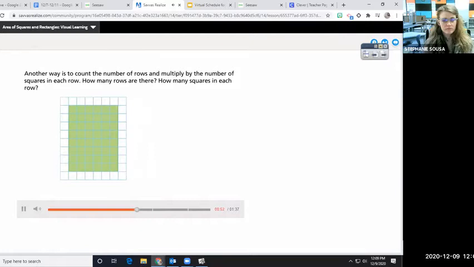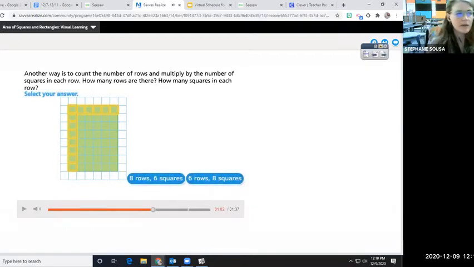Another way is to count the number of rows and multiply by the number of squares in each row. How many rows are there? How many squares in each row? Select your answer.